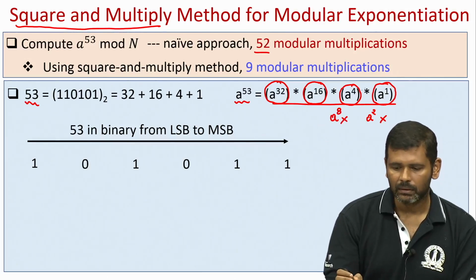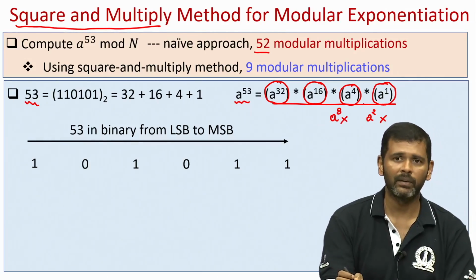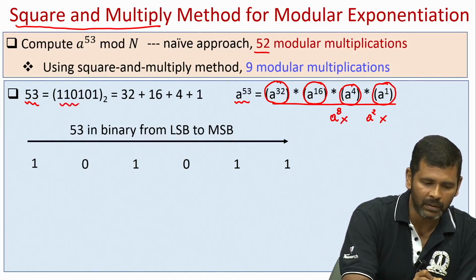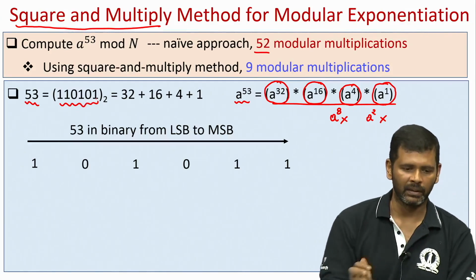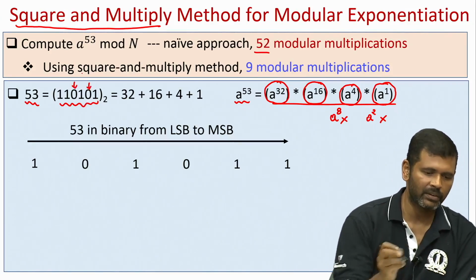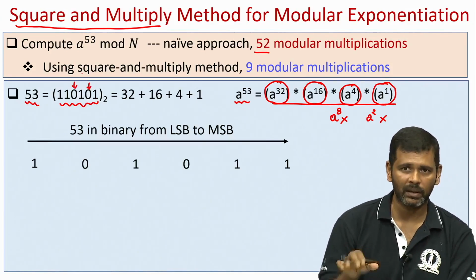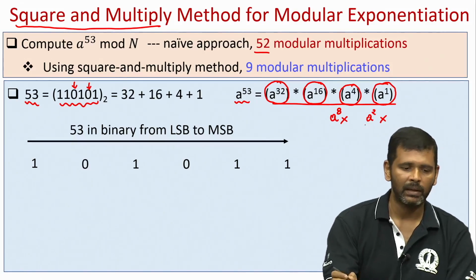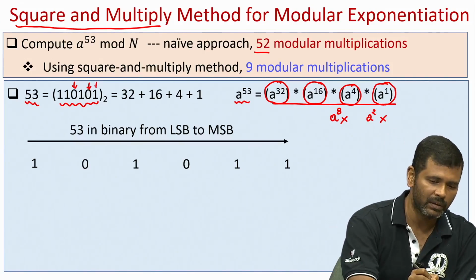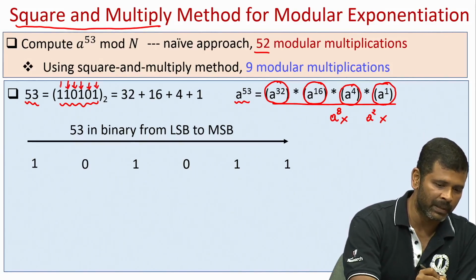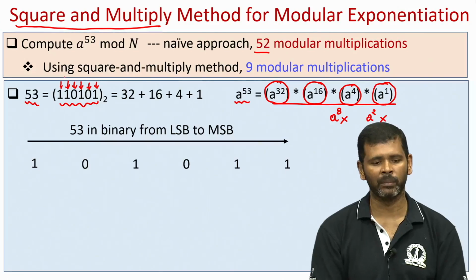So, which powers of a I have to accumulate and which powers of a I have to leave, that depends upon the binary representation of 53. So, you can see the positions at which the binary representation of my exponent was 0, the corresponding power of a I am excluding, I am not accumulating, and the bit positions where it was 1, the corresponding powers of a I am accumulating. That is the idea of square and multiply.